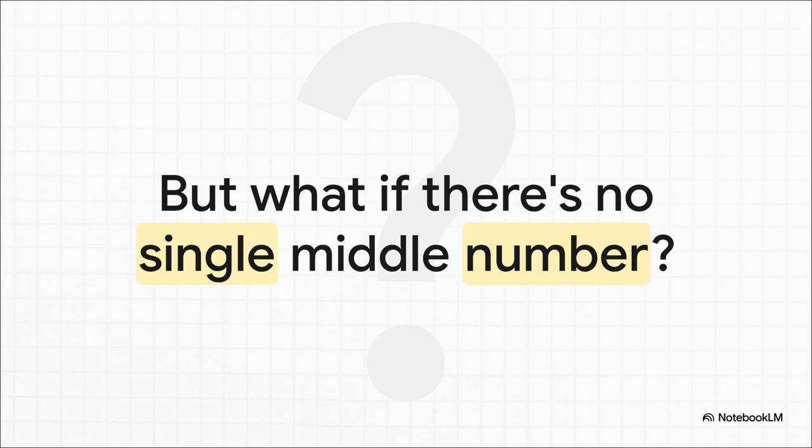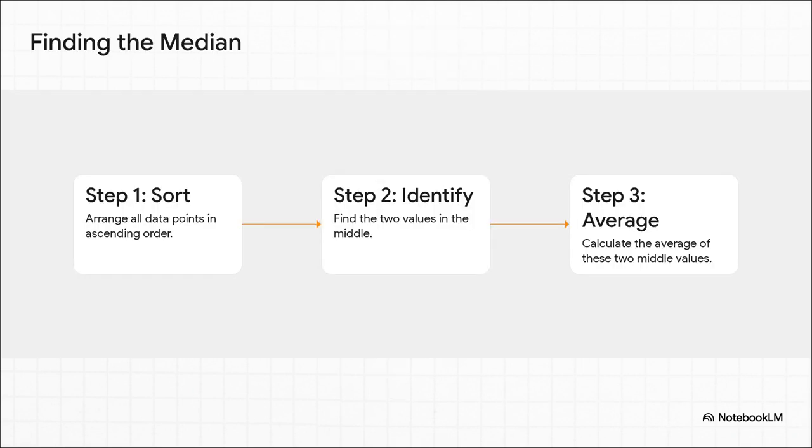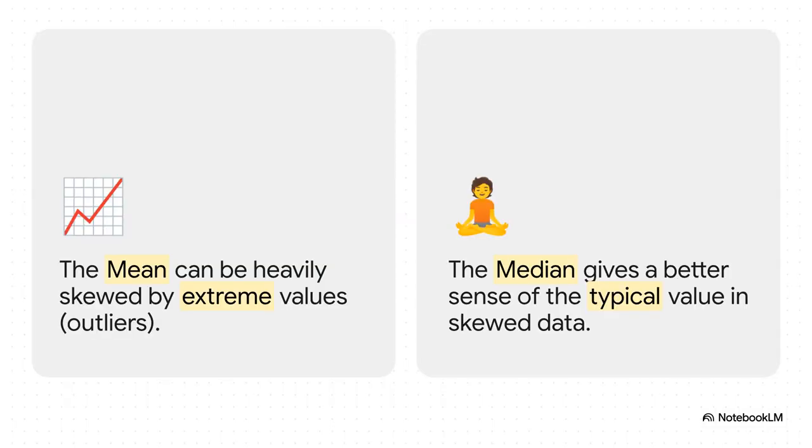Good question. So you might be thinking, what happens with the median if you have an even number of data points? If you have 10 scores, there isn't one single number in the middle. But don't worry, there's a really simple fix for that. It's super easy. First, you still line everything up from smallest to largest. Then you find the two numbers that are sharing that middle spot. And finally, you just find the average of those two numbers, and boom, that's your median. Simple as that.